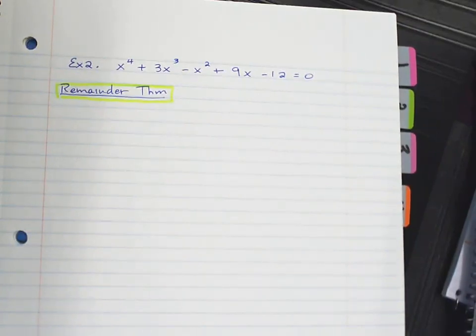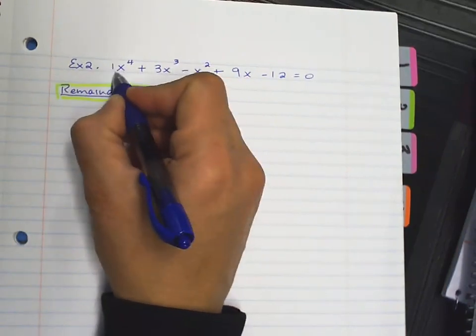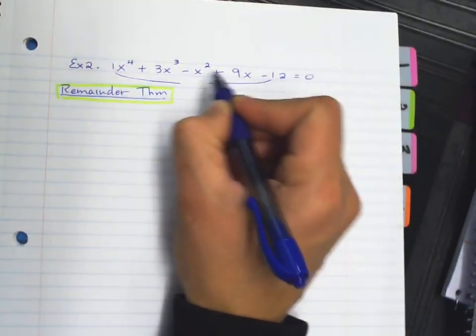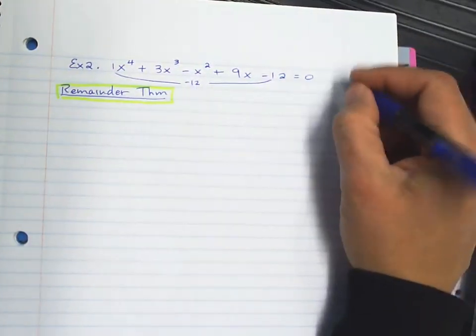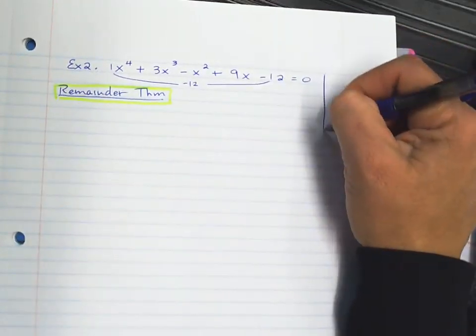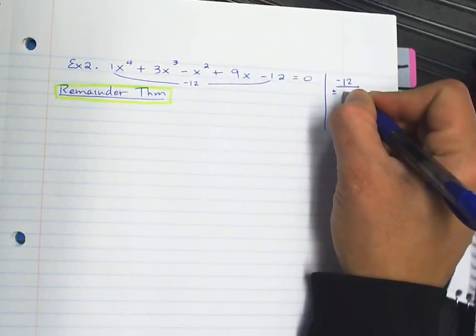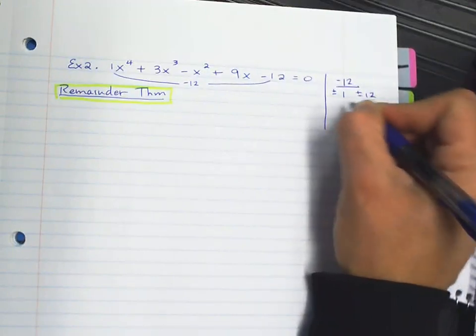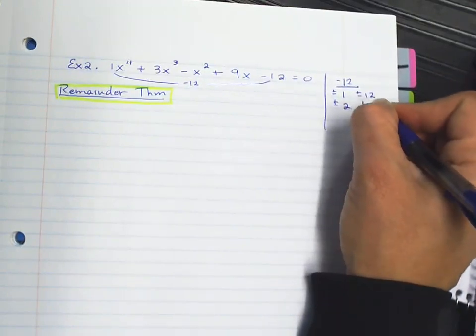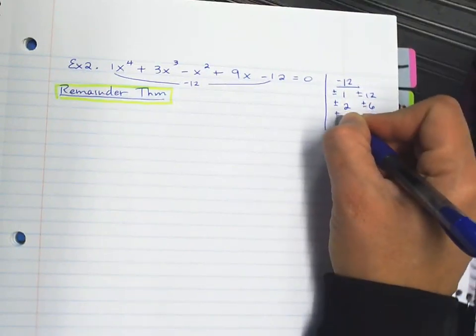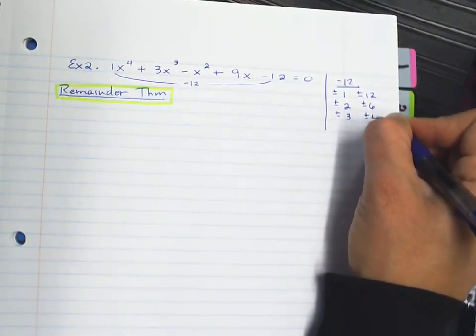All right, so first step, remainder theorem. Remember, multiply first and last. So we have a 1 times negative 12. Then we find the factors of negative 12. So it's going to be plus or minus 1 times plus or minus 12. Plus or minus 2 times plus or minus 6. Plus or minus 3 times plus or minus 4.